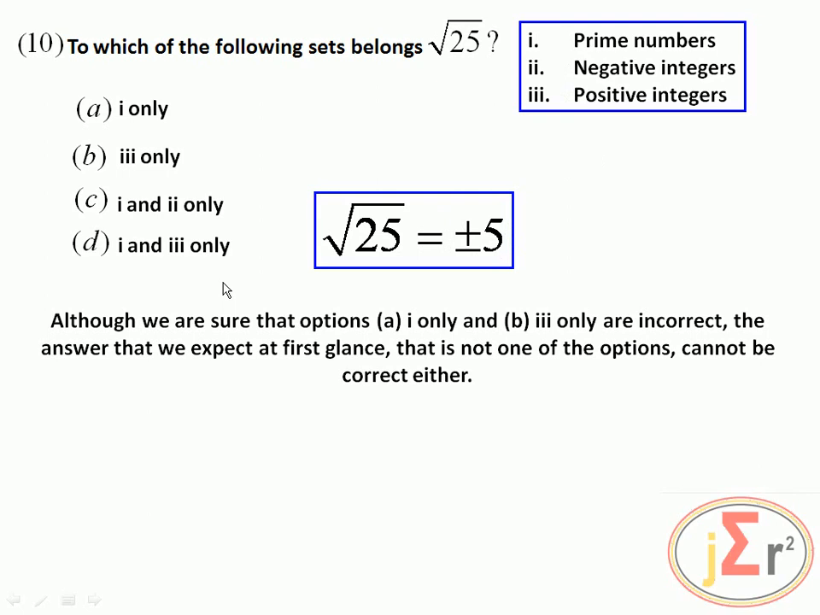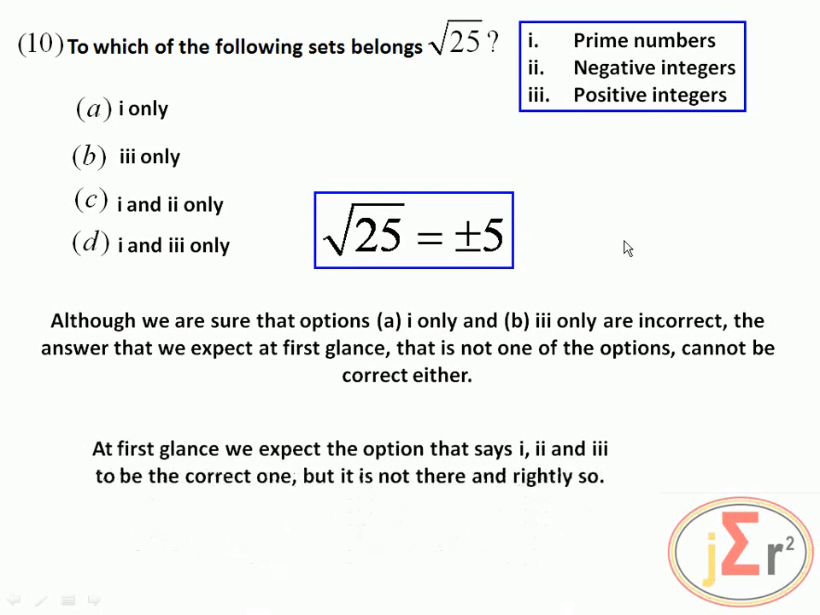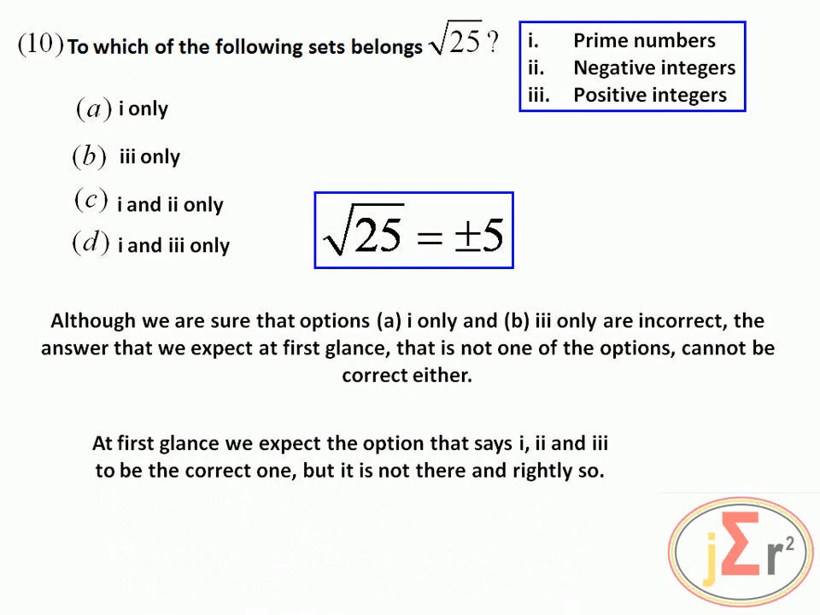Therefore, we would imagine that we should have an option that caters for all of these 3 sets. Or is that so? At first glance, we expect the option that says 1, 2, and 3 to be the correct one. But it is not there. And rightly so. So we are saying that it is not there, and that is the one that we expect. But we are saying here now that it is correct not to be there.